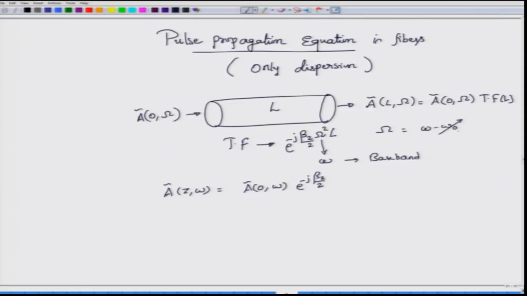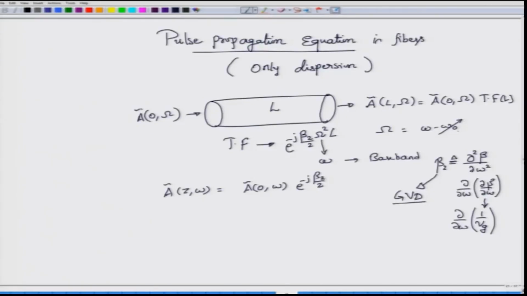If you recall, beta 2 by definition was the second derivative of beta with respect to omega, or the first derivative of del beta by del omega. We have already seen that del beta by del omega is equal to 1 by Vg, where Vg is the group velocity. Therefore, what beta 2 is telling you is how this group velocity itself changes with respect to frequency. That is why beta 2 is called the group velocity dispersion parameter.